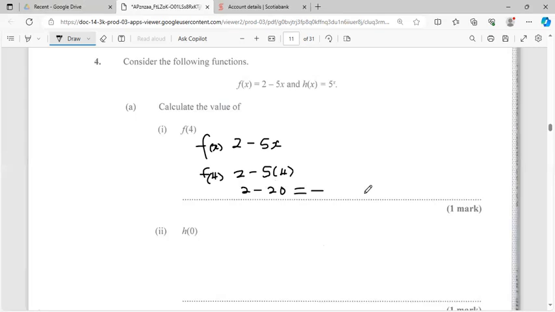So yeah. Alright, next one is h(0). So h of x.